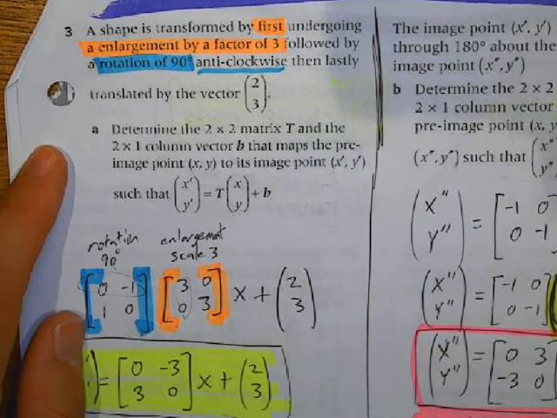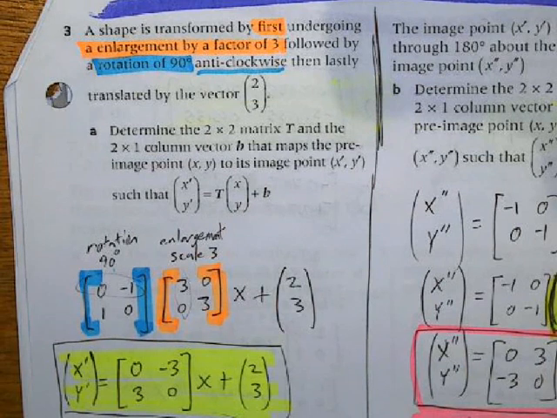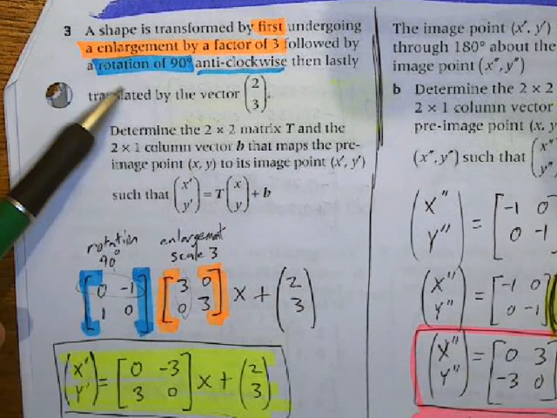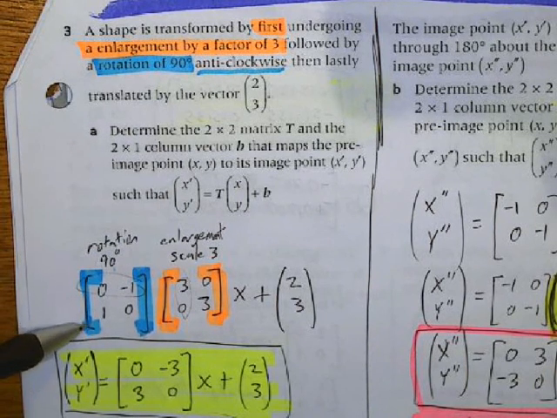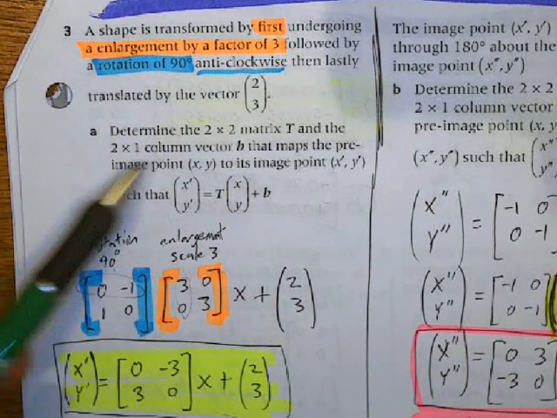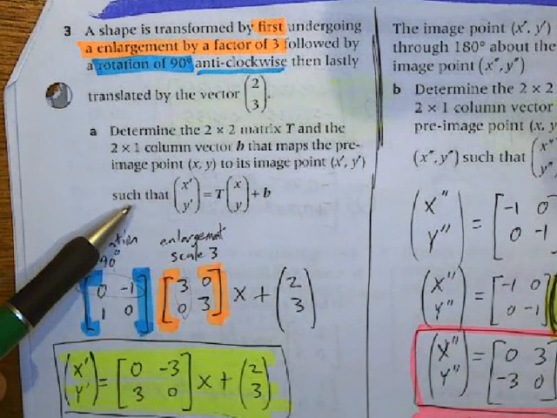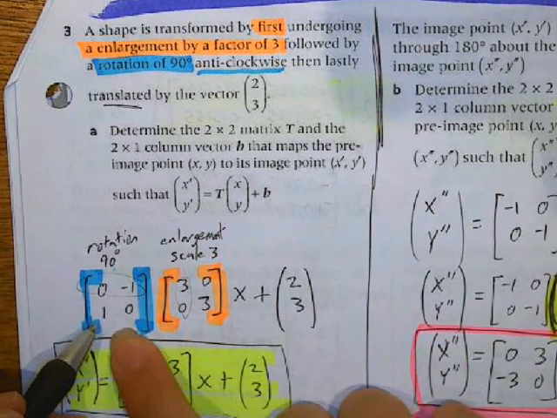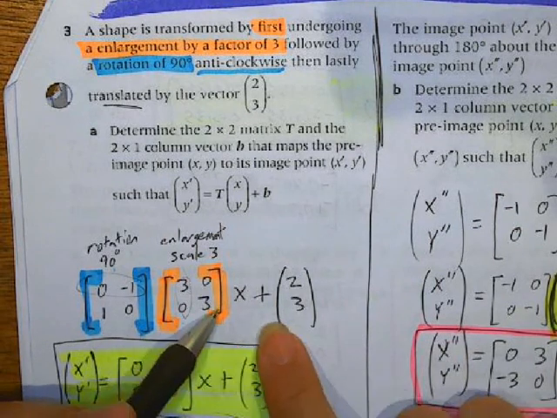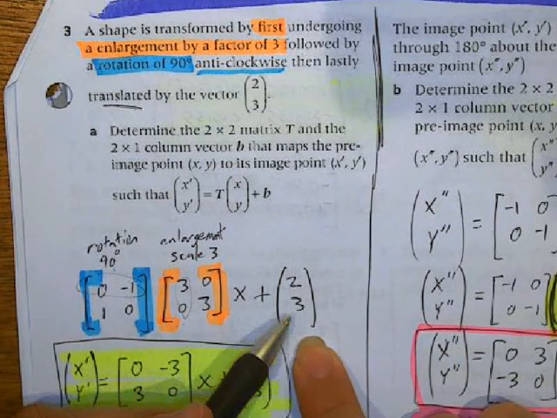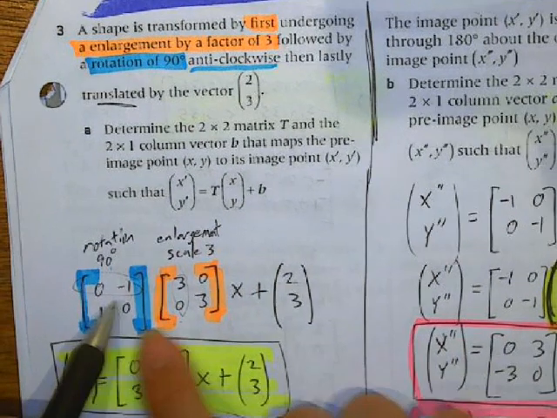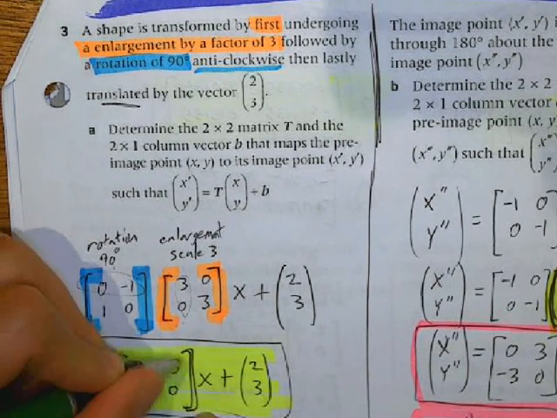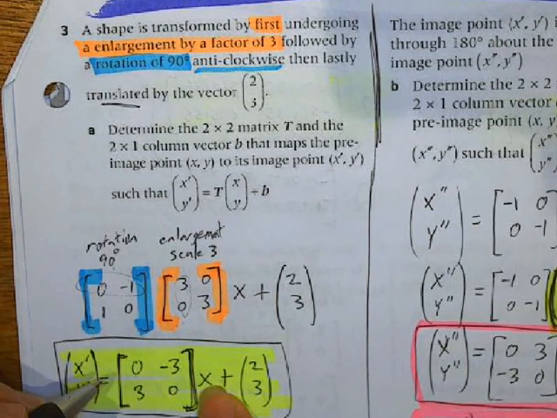Okay, so we have a transformation, first enlargement by a scale factor of 3, and then by a rotation of 90 degrees counterclockwise. Determine the 2 by 2 matrix. Okay, so here we've got our 2 transformations and then our translation here. So I need to multiply these 2 together to get a single transformation. That's the 0, negative 3, 3, 0, x plus our translation.